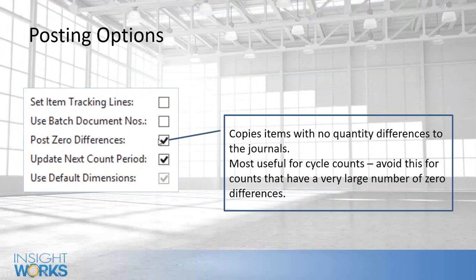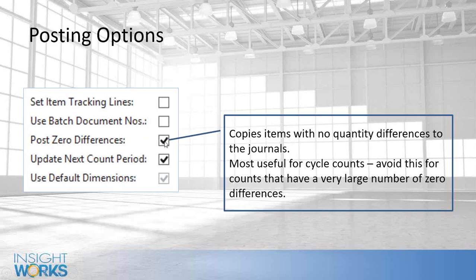Post zero differences, what you want to do is, this is more useful for cycle counts. If you have a large number of items that you've counted that have no discrepancies, you may want to leave this off just from a posting perspective. Now, if you've only got 10,000 or 20,000 items or something like that, that's not going to cause an issue. We did have an issue recently where somebody had a lot of variance per item and they generated their count sheets. They actually generated 850,000 count sheet lines.